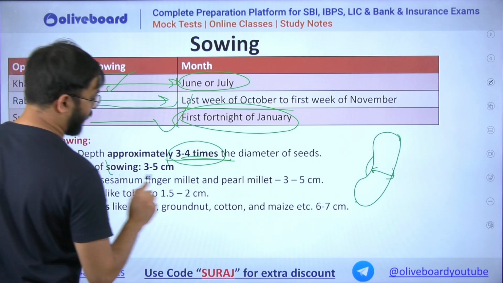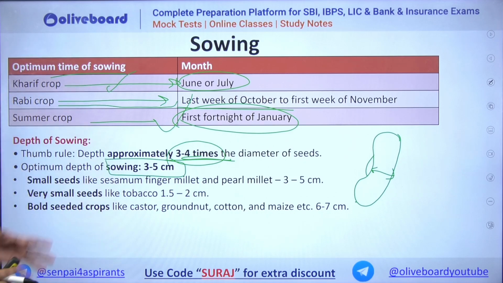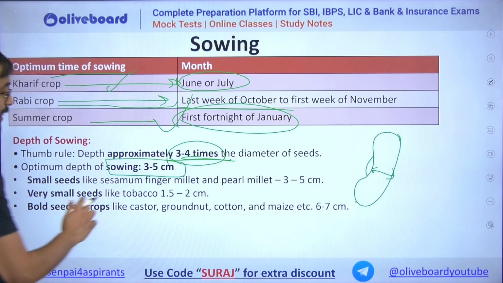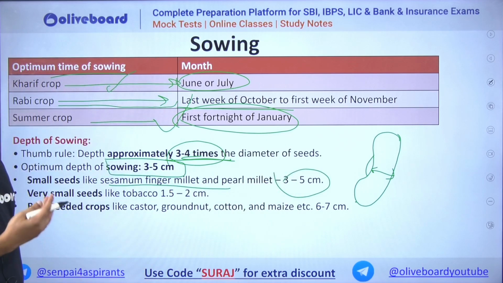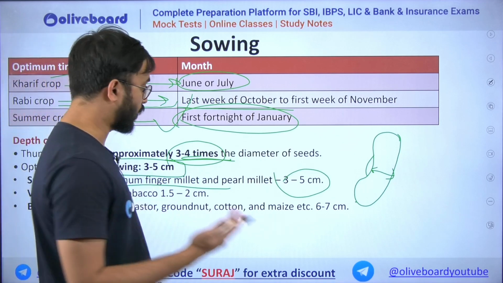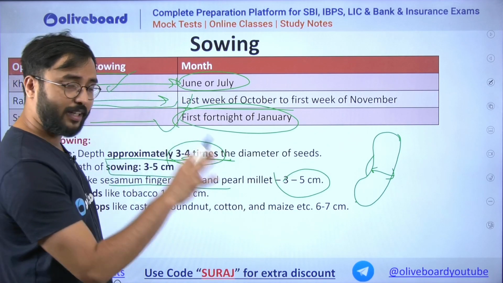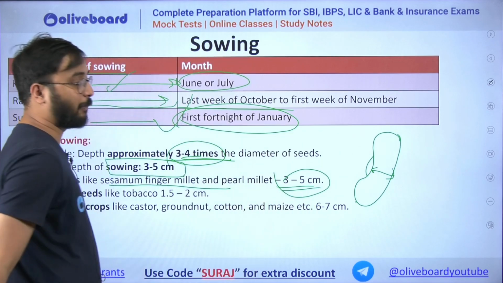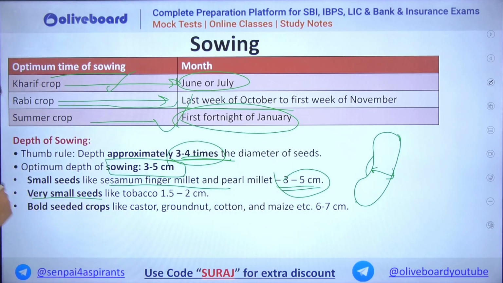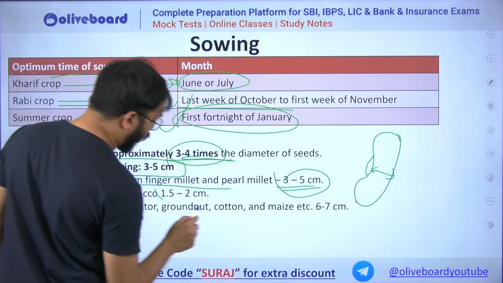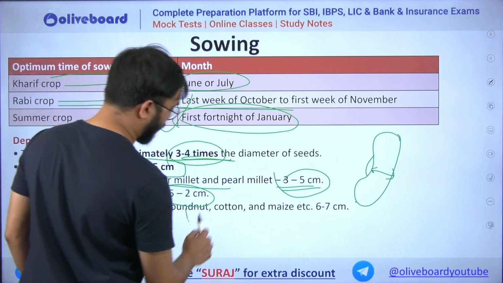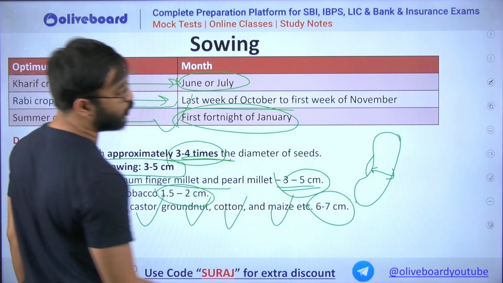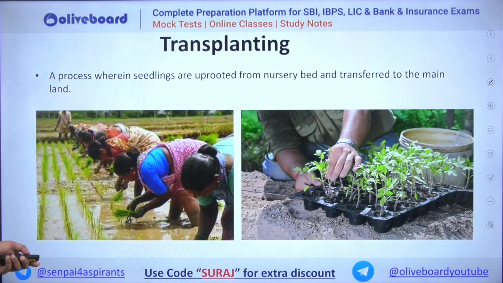The optimum sowing depth is 3 to 5 centimeters. For small seeds like sesame, finger millet, pearl millet, you would be knowing these are minor millets, where their size is very, very small, you could see that their sowing depth is 3 to 5 centimeters. For very small seeds like tobacco, the overall depth is 1.5 to 2 centimeters. And for big, bold seeded crops like castor, groundnut, cotton, maize, 6 to 7 centimeters of depth is there in your field.